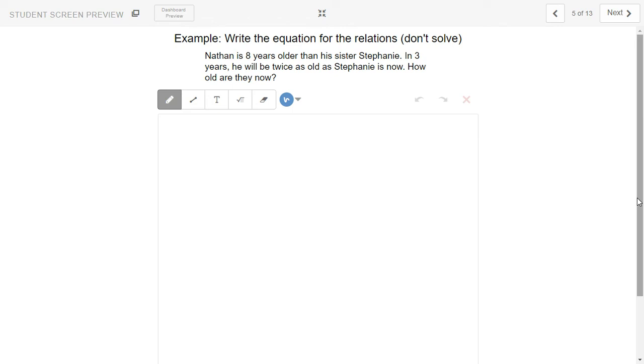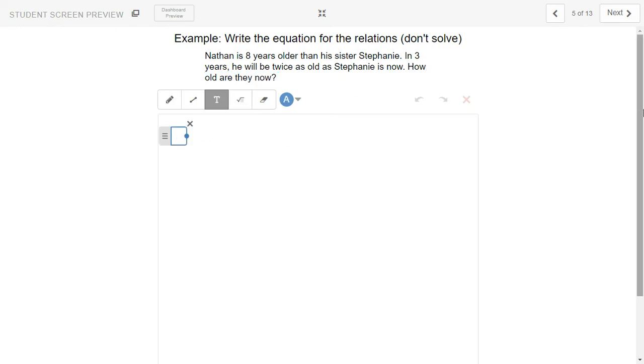Right, example 3. Nathan is 8 years older than his sister Stephanie. In 3 years, he will be twice as old as Stephanie is now. How old are they now? Well, we have a couple things going. We know we're looking for how old they are now. So that means I need to know Nathan's age and I need to know Stephanie's age.